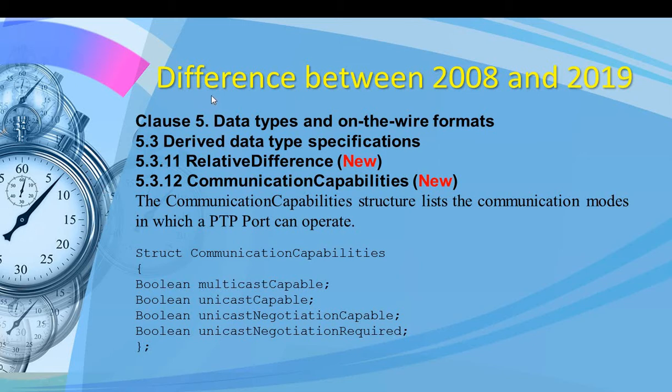Clause number 5, for the data types and on-the-wire formats, has something called relative difference and communication capabilities. These two chapters are new. The communication capability structure includes multicast capable, unicast capable, unicast negotiate capable, and unicast negotiate required.